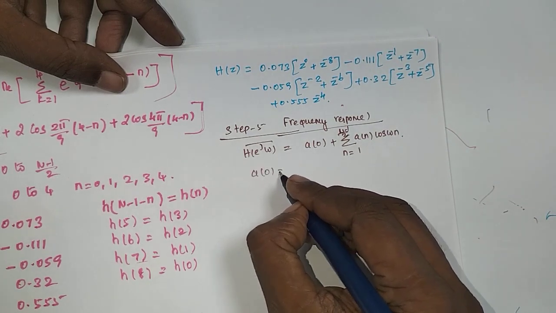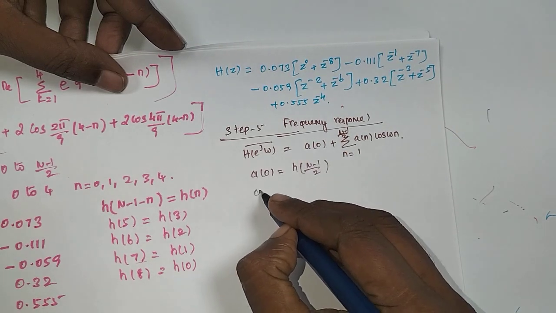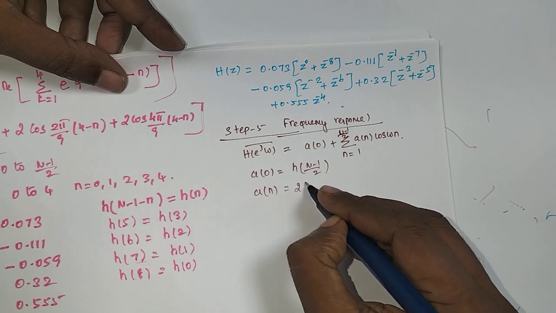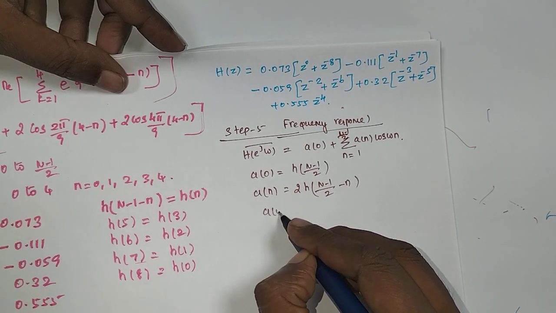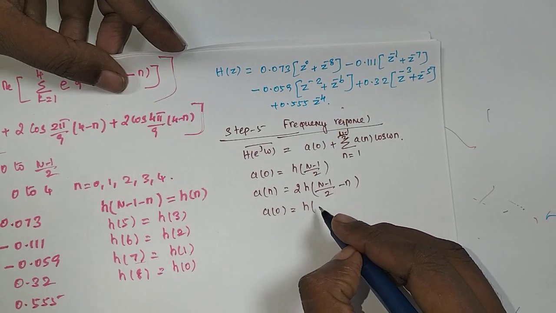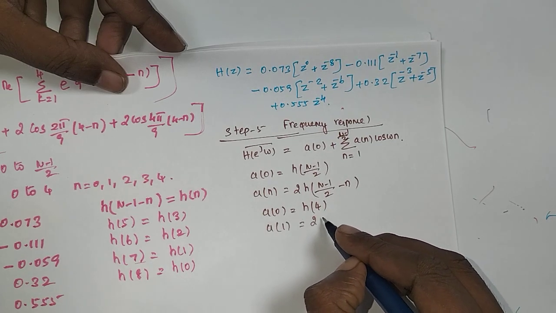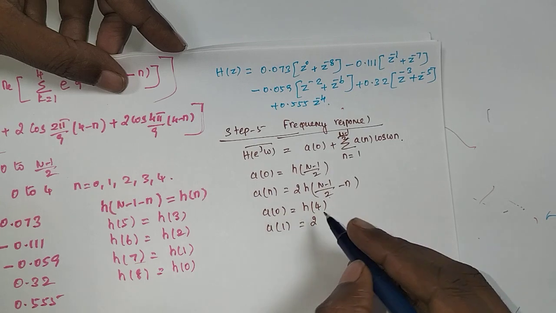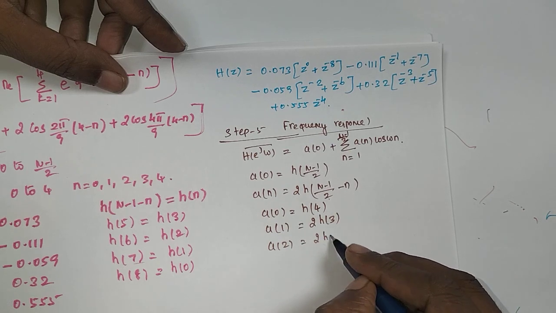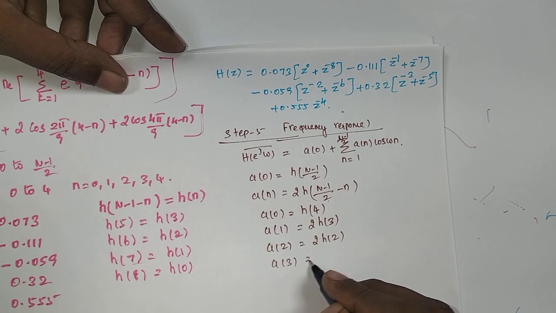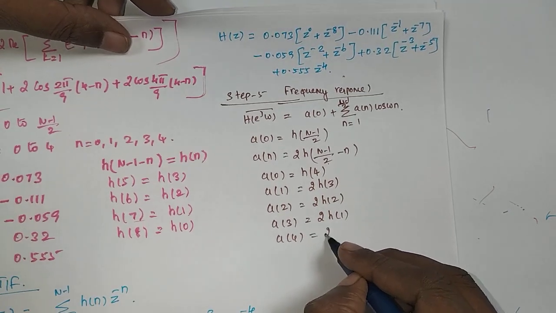A of 0 is equal to h of N minus 1 by 2. A of n is equal to 2 into h of N minus 1 by 2 minus n. So that a of 0 is equal to h of 4. A of 1 is equal to 2 into, that is 4 minus 1, h of 3, and a of 2 is equal to 2 into h of 2. A of 3 is equal to 2 into h of 1. A of 4 is equal to 2 into h of 0.